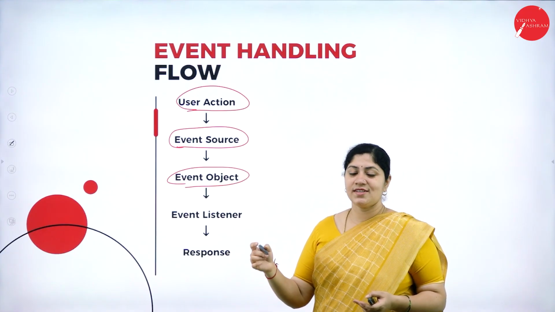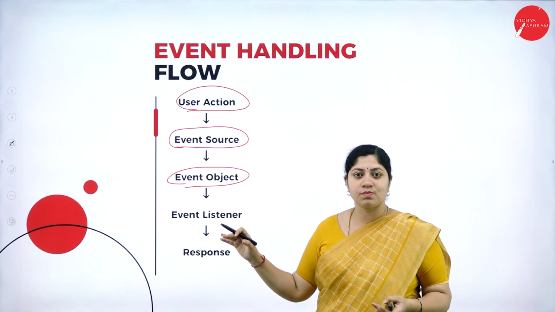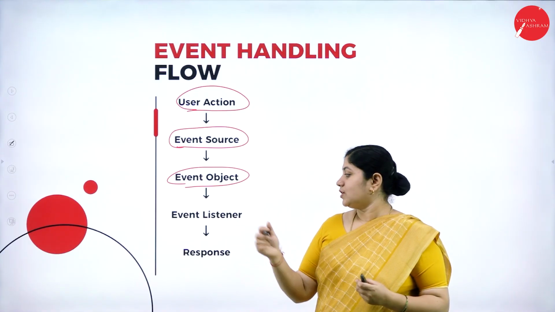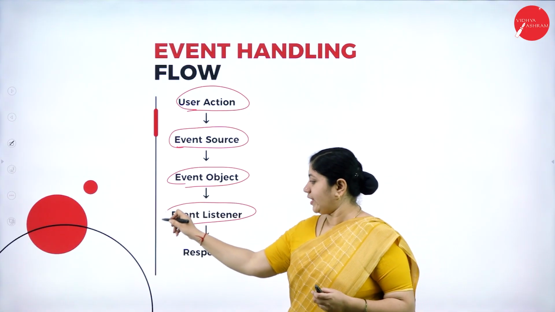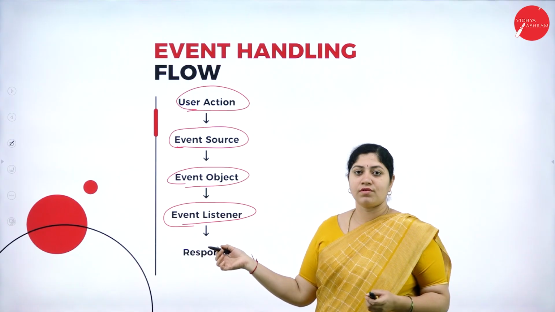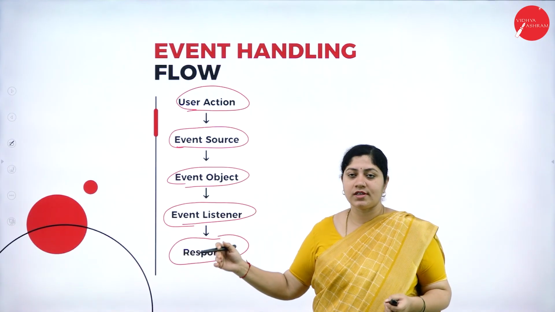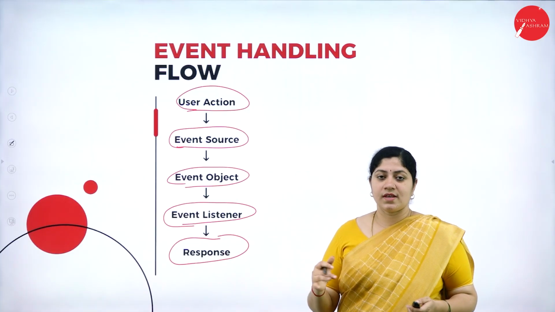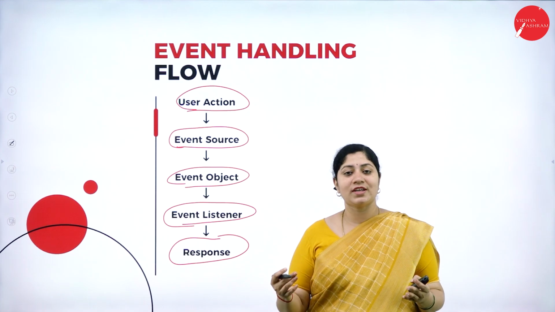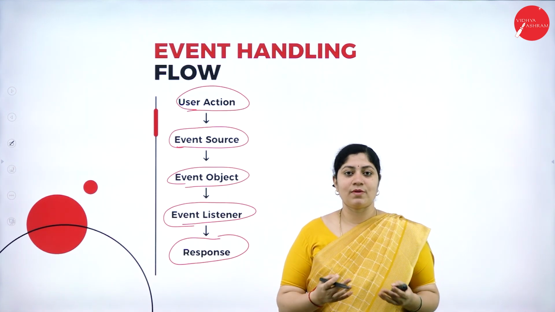The next thing is the event listener. So this listener is responsible for collecting the events and handling them. So this is our flow. Finally, once the events are handled, the next thing we have to take care of is a response. So this is the result of this process. Thus, we can say that event handling is successfully completed, by utilizing the delegation event model of Java programming.